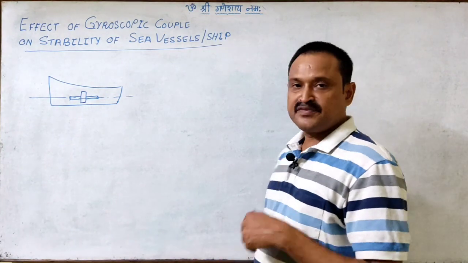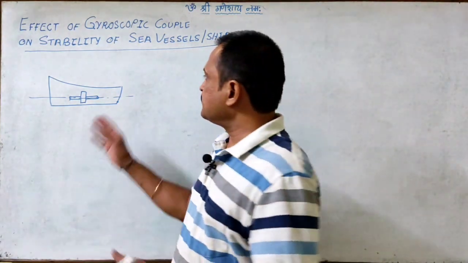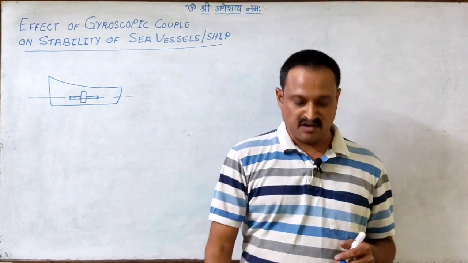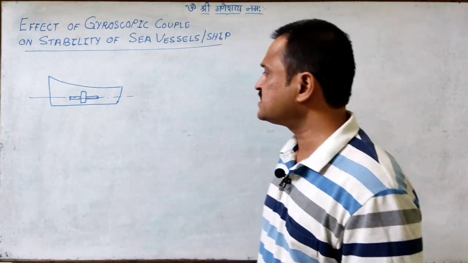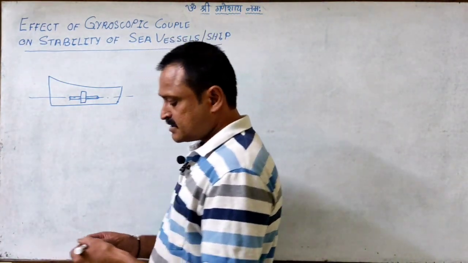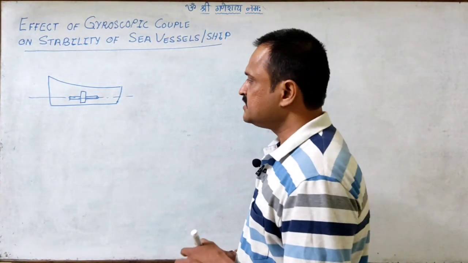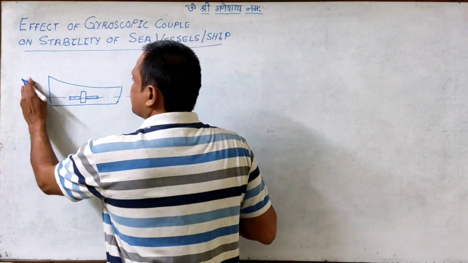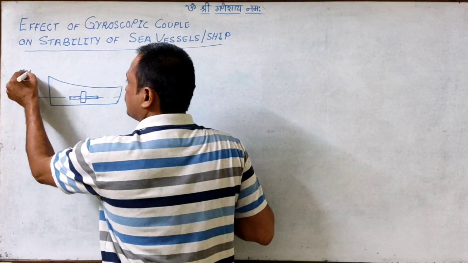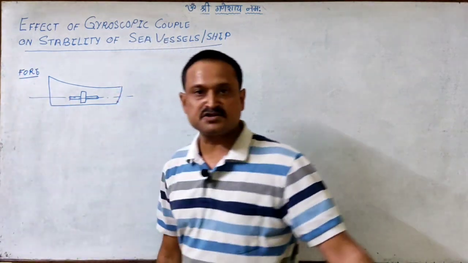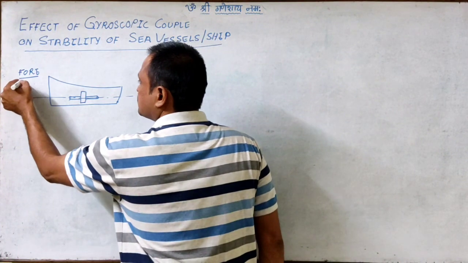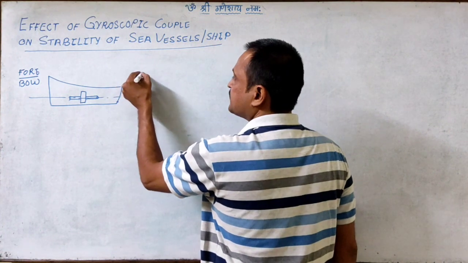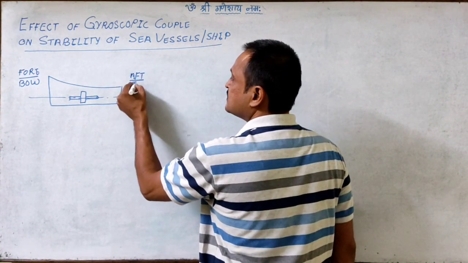Right. Now before we move on to see the various conditions for which we will be working out the stability of a floating vessel, first let us get acquainted with certain terminologies which are used in the case of floating vessels. So the front of a ship is called the fore. It is also termed the bow, and the rear side is called the aft, or it is also called the stern.